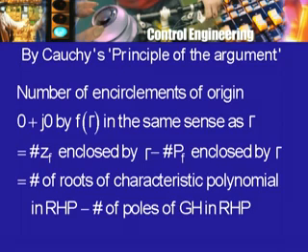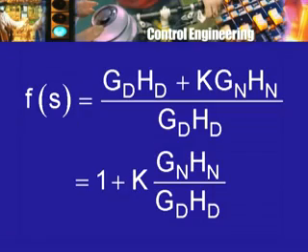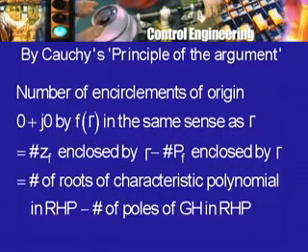So the number of zeros of f enclosed by gamma is simply the number of roots of the characteristic polynomial in the right half plane minus the number of poles enclosed by gamma. Now where are the poles of f? They are the roots of GD HD. So they are simply the poles of GH in the right half plane. So this number is simply the number of poles of the loop transfer function GH in the right half plane.